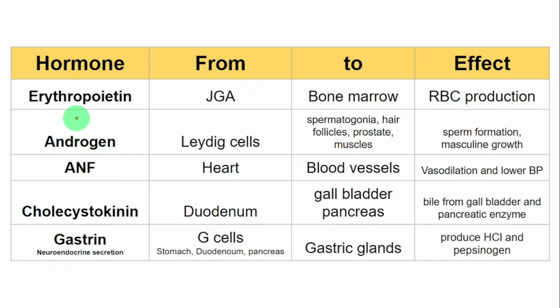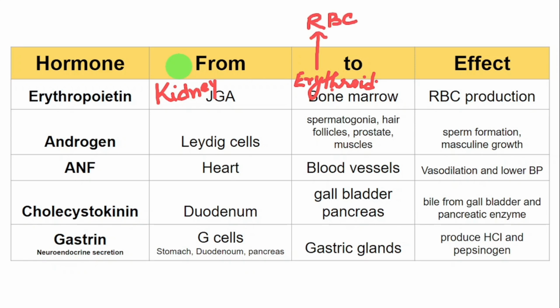First one, erythropoietin. It is produced by JGA, juxta glomerular apparatus of kidney. This is in kidney. As the name suggests, erythropoietin is going to induce erythropoiesis. So it will stimulate the hematopoietic stem cells and the erythroid progenitors, and finally this will lead to production of RBCs. This process is called erythropoiesis. So erythropoietin will stimulate erythropoiesis, and the effect is RBC production.